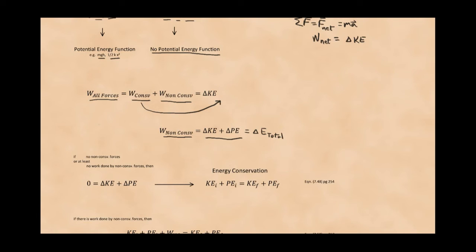Now, given this equation, if there are no non-conservative forces, or at least if there is no work done by the non-conservative forces, then the left-hand side is 0, and we have energy conservation, that the initial kinetic energy plus potential energy is equal to the final kinetic energy plus potential energy. This is equation 7.48 out of your textbook.